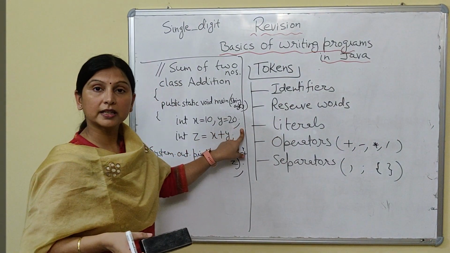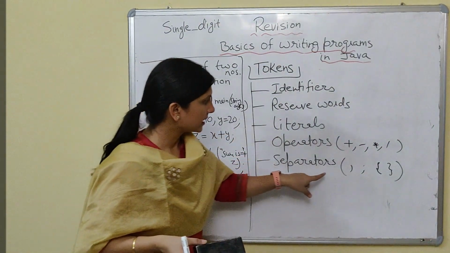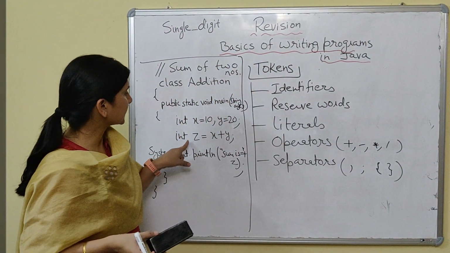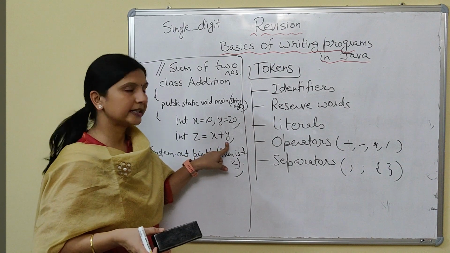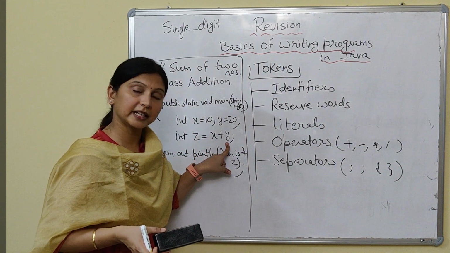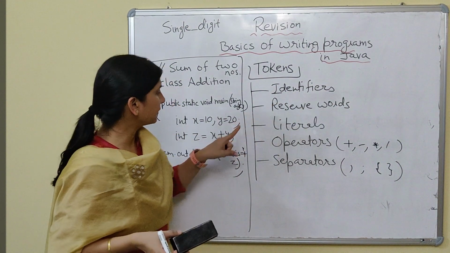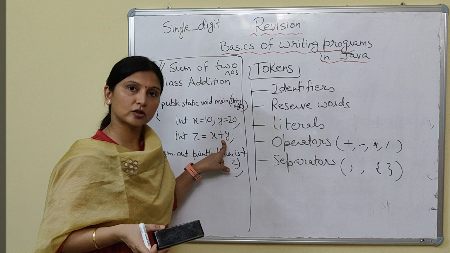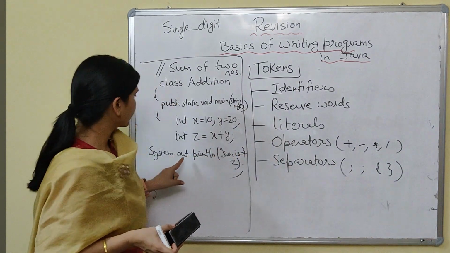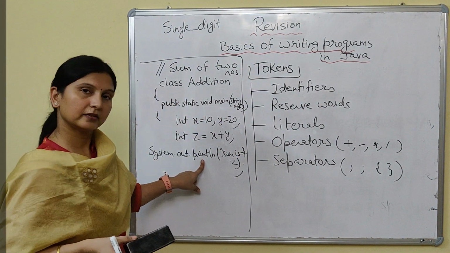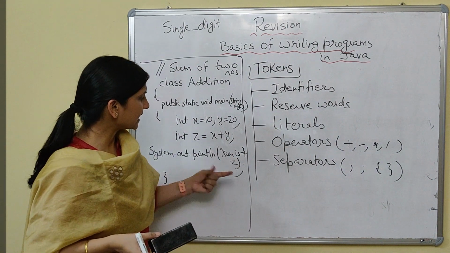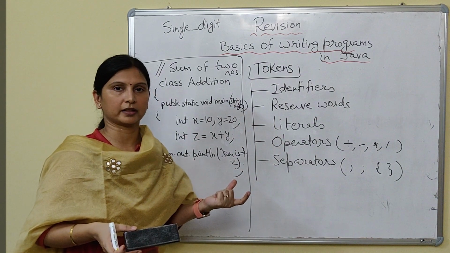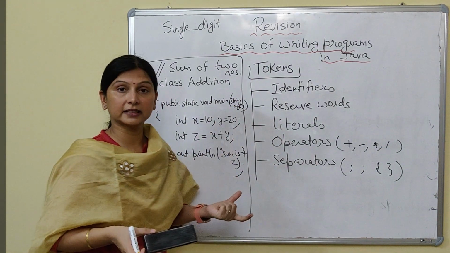Then semicolon. Semicolon comes under which category? Separator. Fine. So this is also a token. This is data type. Z, X, Y. What are these? Variable names. So this is also an identifier, a token. And equals, plus. What are these? Operators. These are also tokens. Fine. These are reserved words. So each and every word which we can explain individually is called a token. I hope tokens are clear.